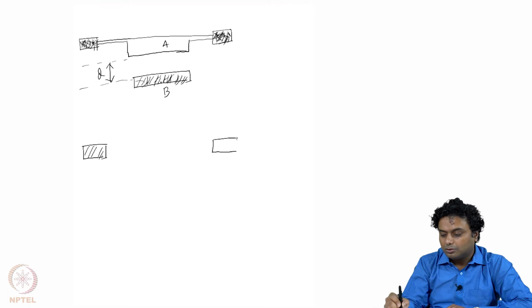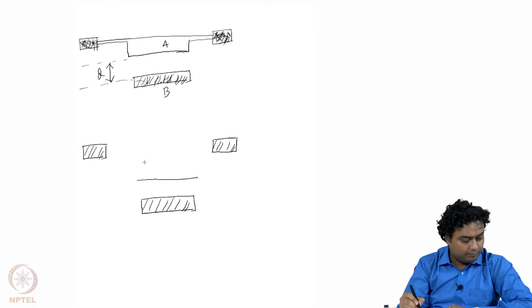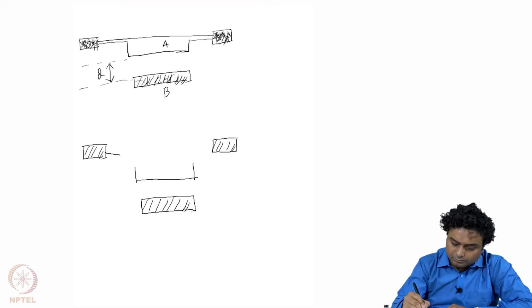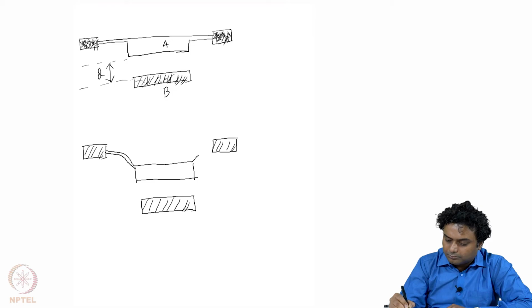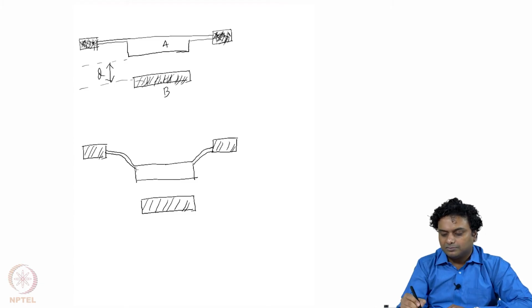So, these are the supports, and the bottom plate anyway will not move because it is fixed, it cannot move, but the top plate will come down because of electrostatic attraction. So, this is just because of the drawing it became like that, but no beam actually bends like this.